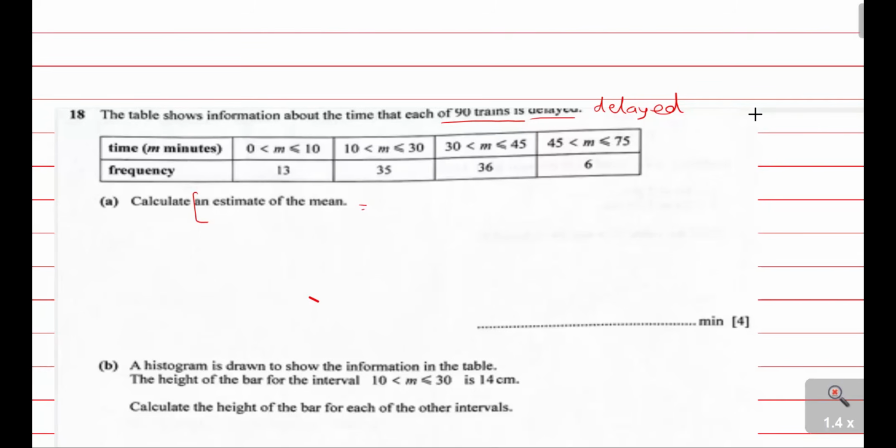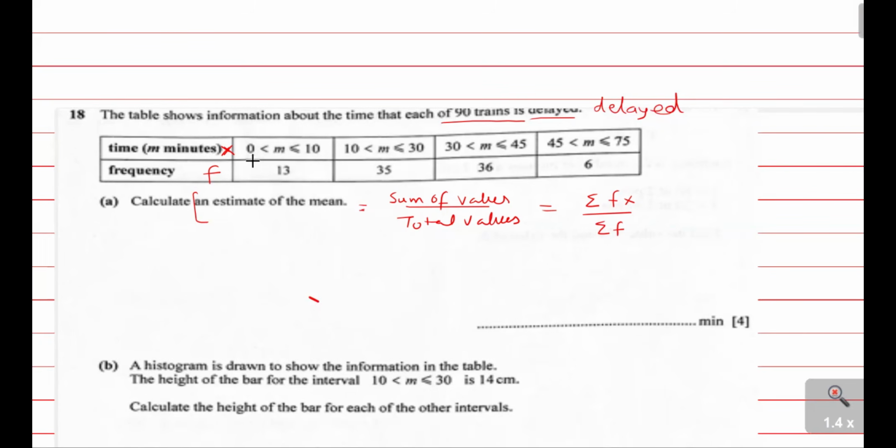Question 18. The table shows the information about the time that each of 90 trains has been delayed. Calculate an estimate of the mean. To calculate the mean, we will use the formula: the sum of values divided by the total number of values. For grouped data, we use the formula sum of f into x over sum of frequency. X is the class mark, f is the frequency. Class mark is the middle value of the class interval.